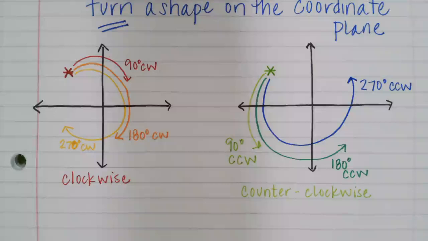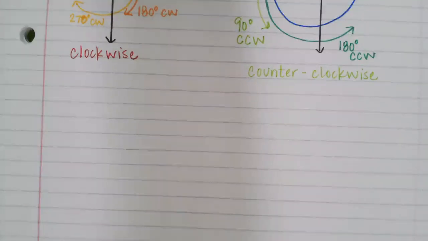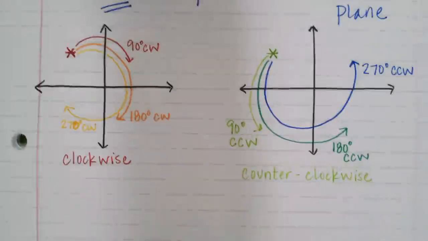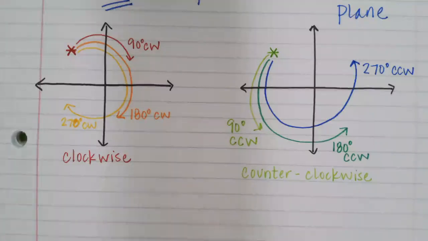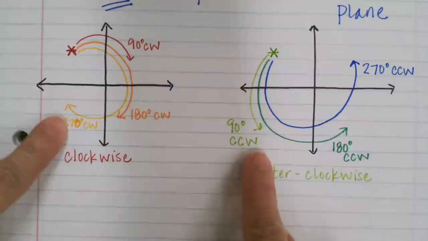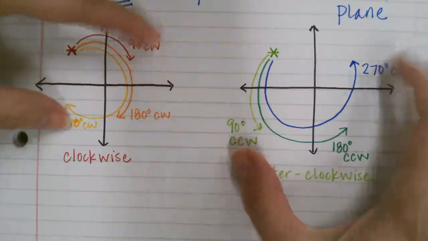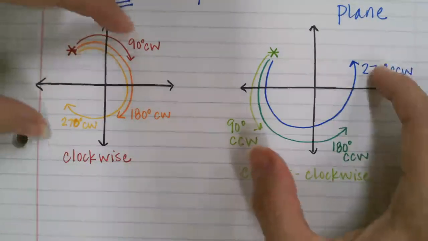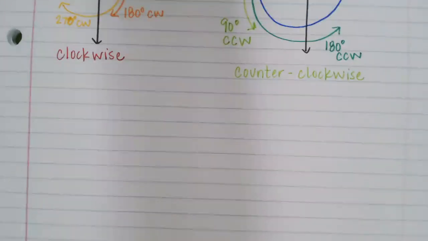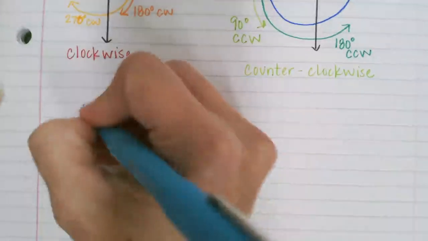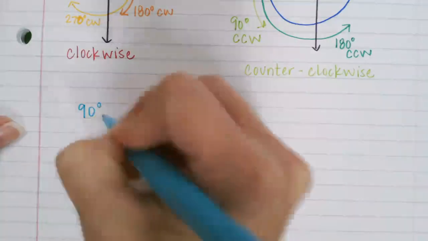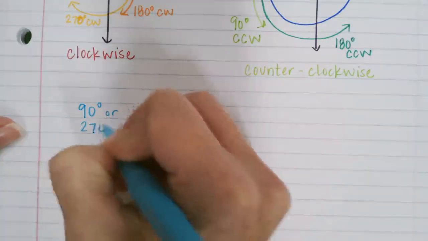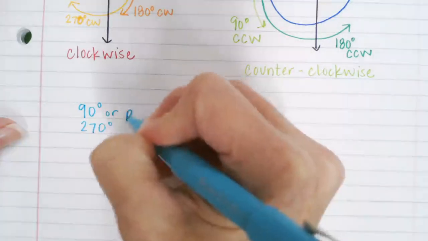All right, so let's talk about what happens to our actual point. So if we go clockwise or counterclockwise, 90 degrees or 270 degrees. Okay, so we're going to talk about those two. So we're going to hold off on the 180. That one's special. So if we go 90 degrees or 270 degrees, so let me write this down. So if we go 90 degrees or 270 degrees, rotations, either way.